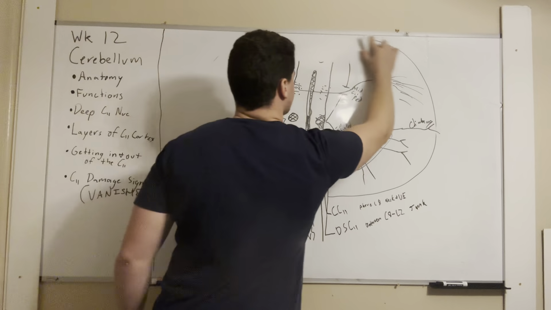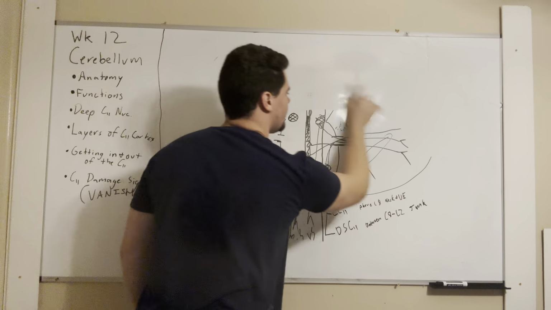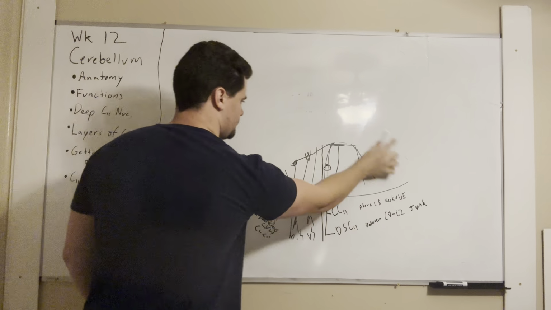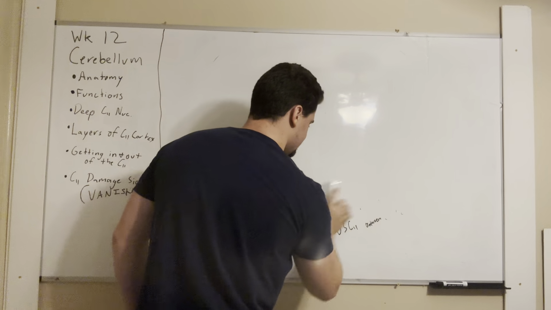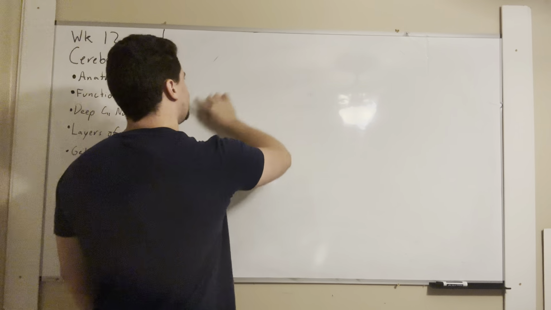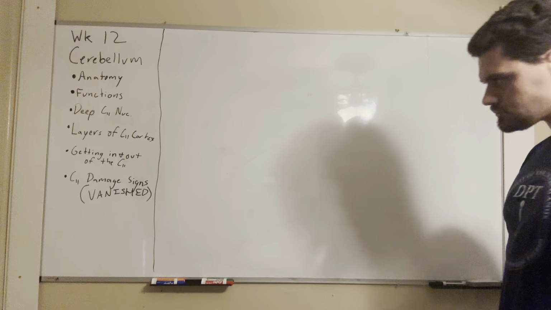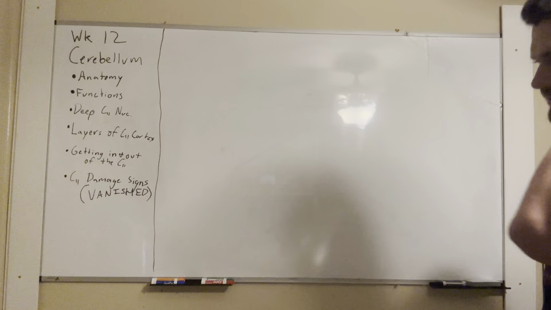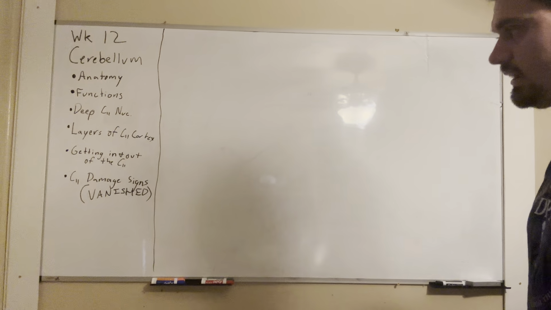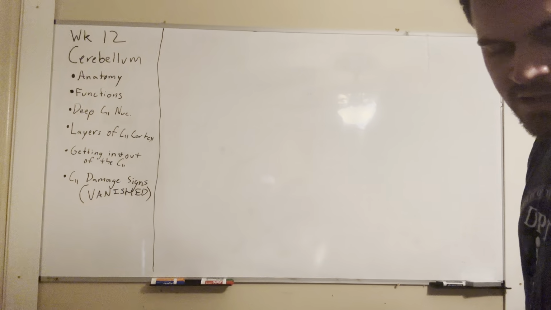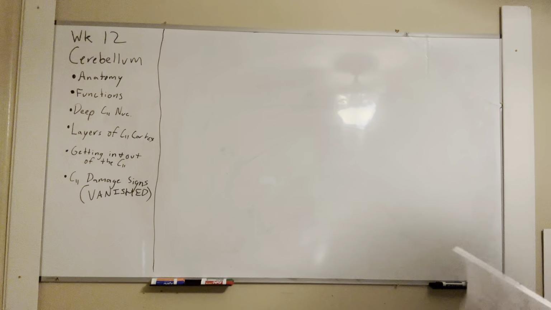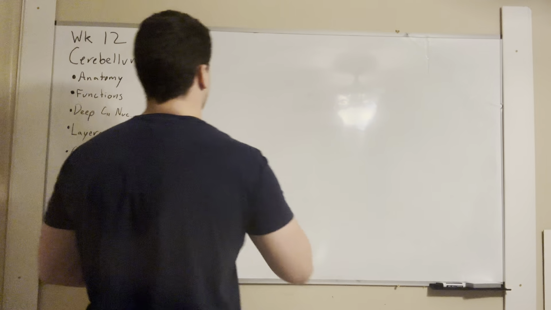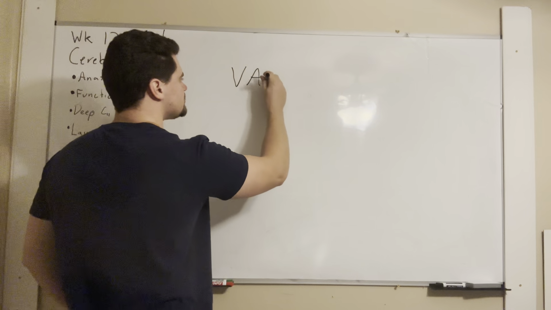One last thing that we need to talk about. This is the clinical aspect. Let's start off with this. If somebody's cerebellum was damaged, what if my left cerebellum was damaged, well, where are my symptoms going to be? It's going to be on my left side. But we could always get more specific than that. So, big signs of cerebellar damage. We're going to use the acronym VANISHED.